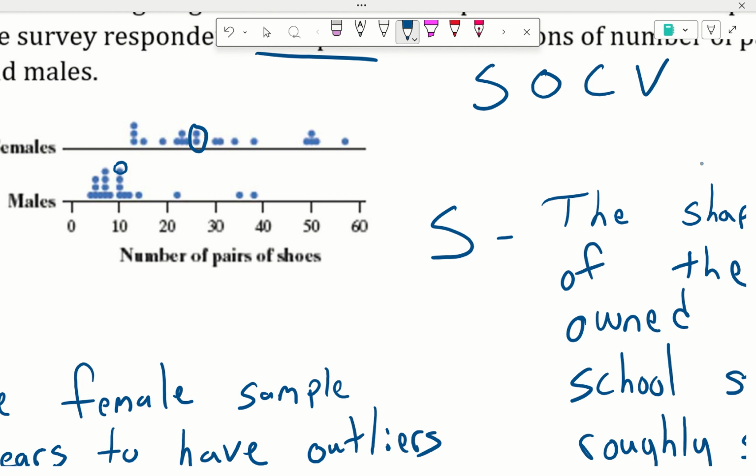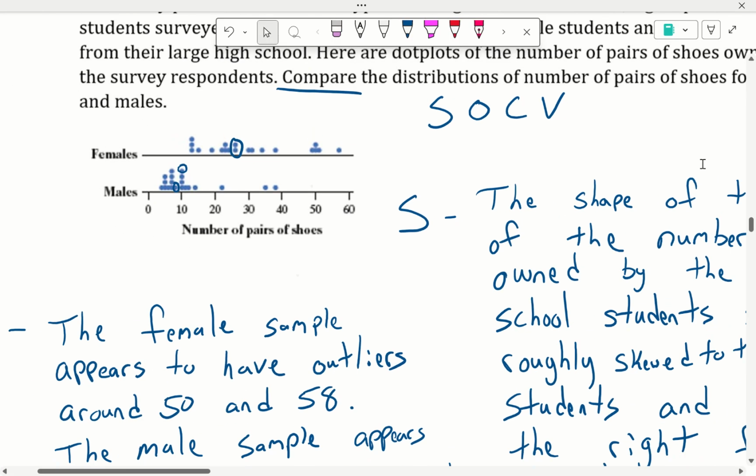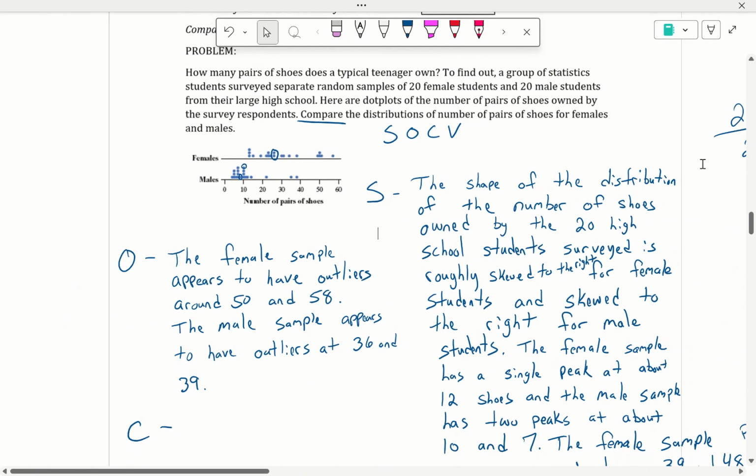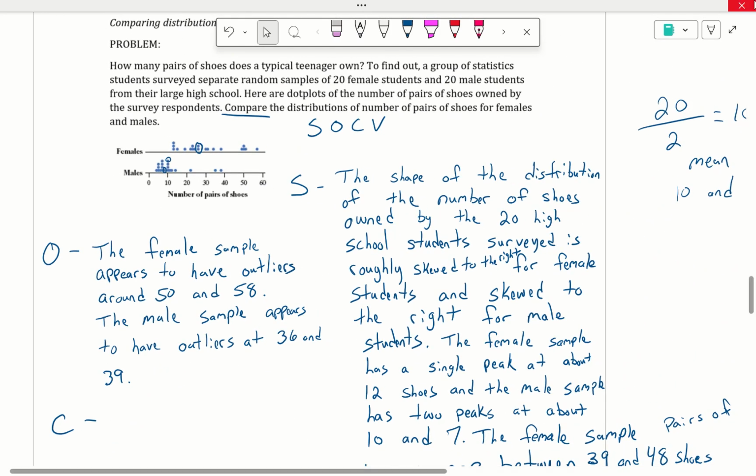For the males, 1, 2, 3, 4, 5, 6, 7, 8, 9, 10, 11. Let me do that one more time. 1, 2, 3, 4, 5, 6, 7, 8, 9, 10, 11. So the 11th element in the set is 10. Looks like the 10th element in the set is 9. So about 9.5 for the median there.